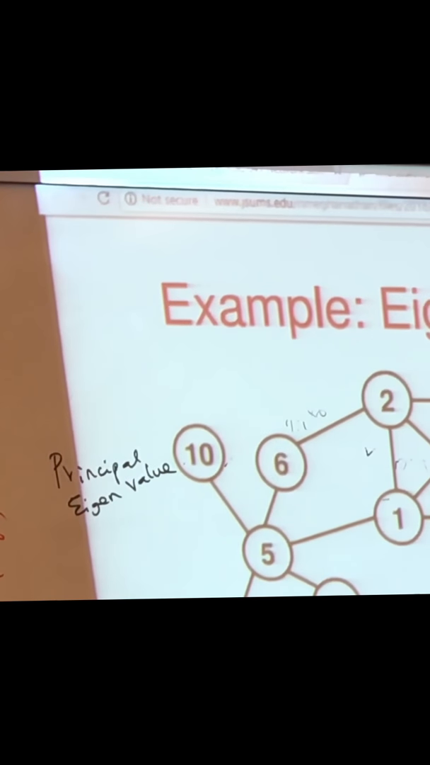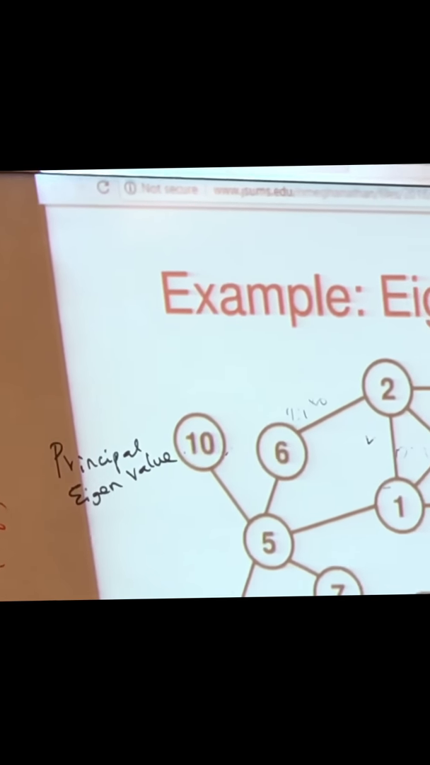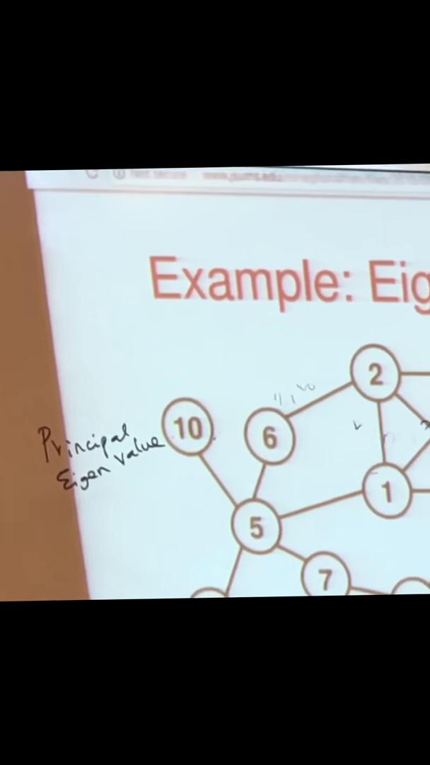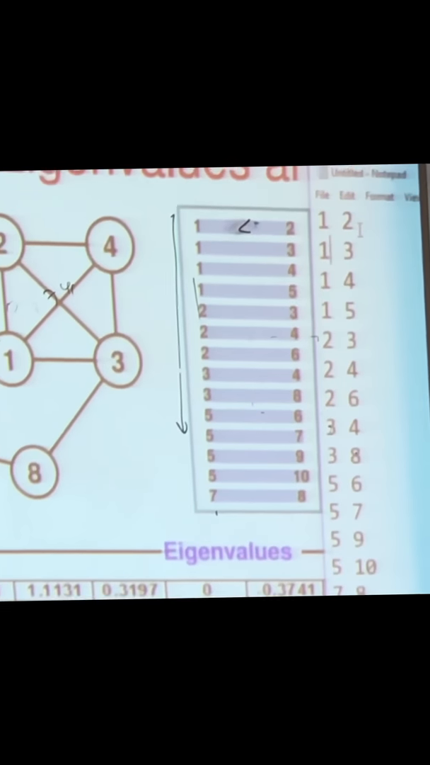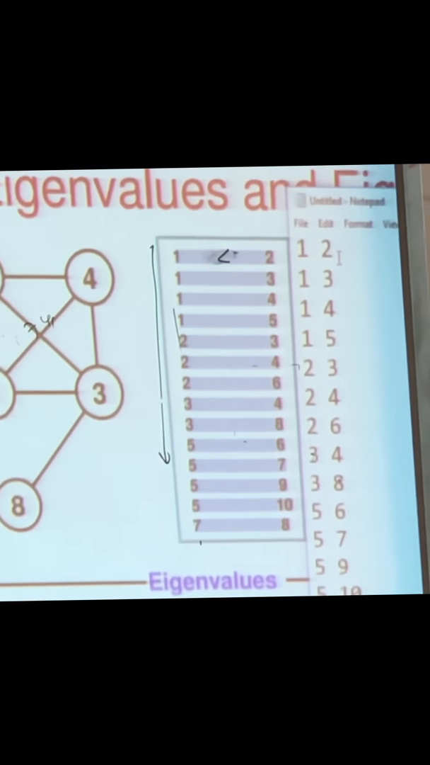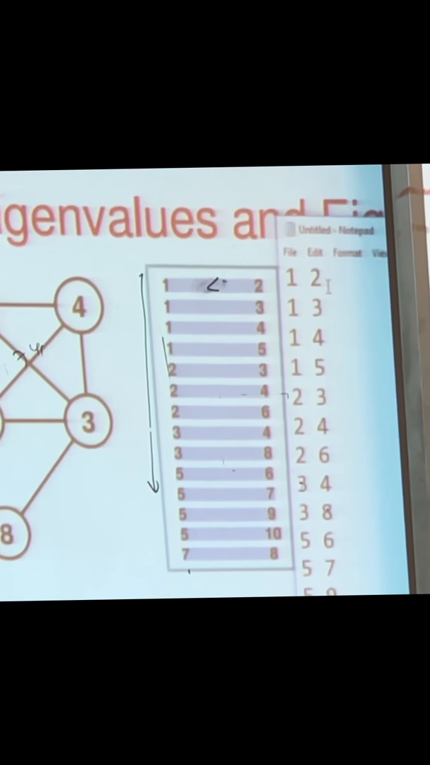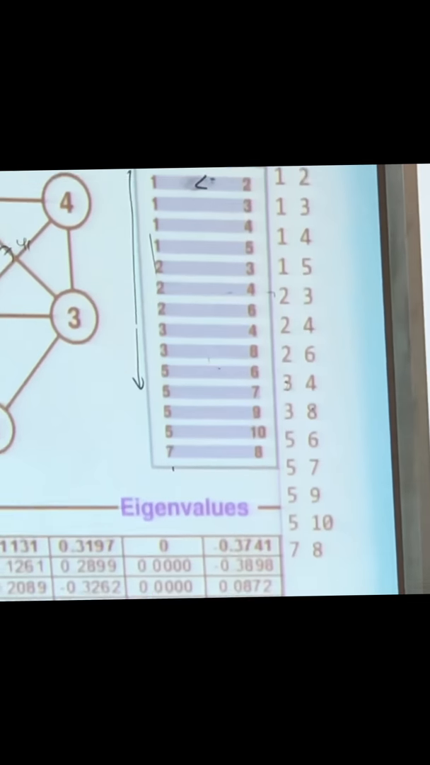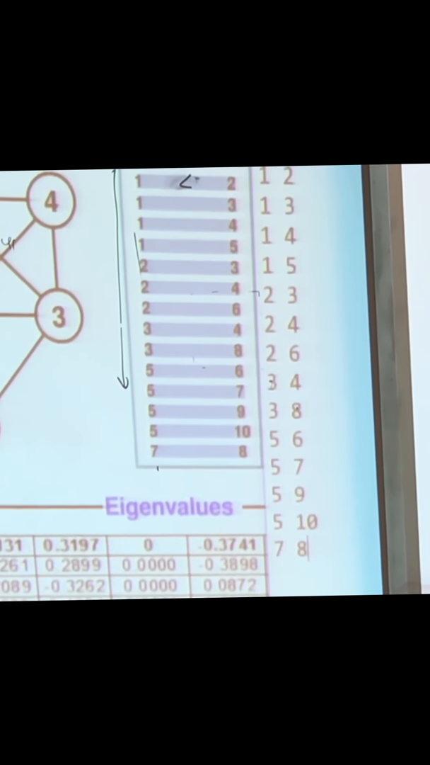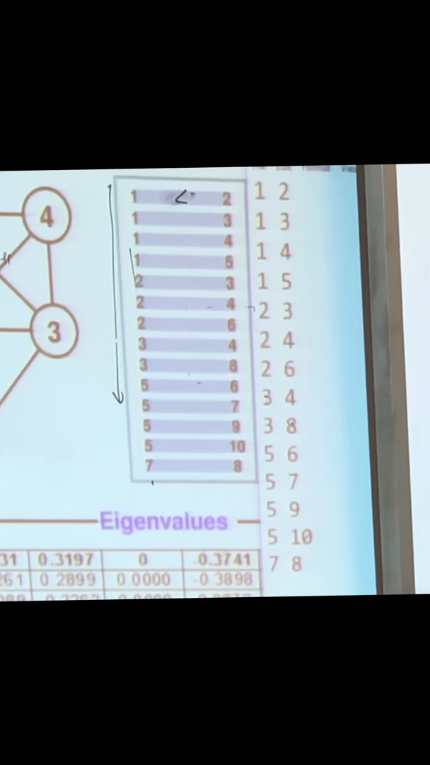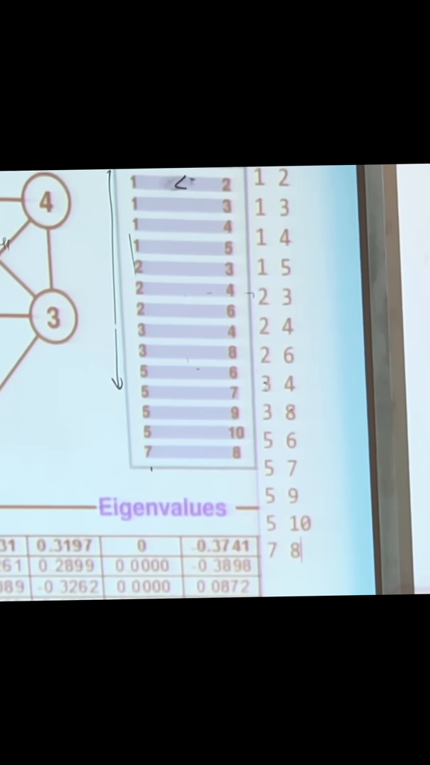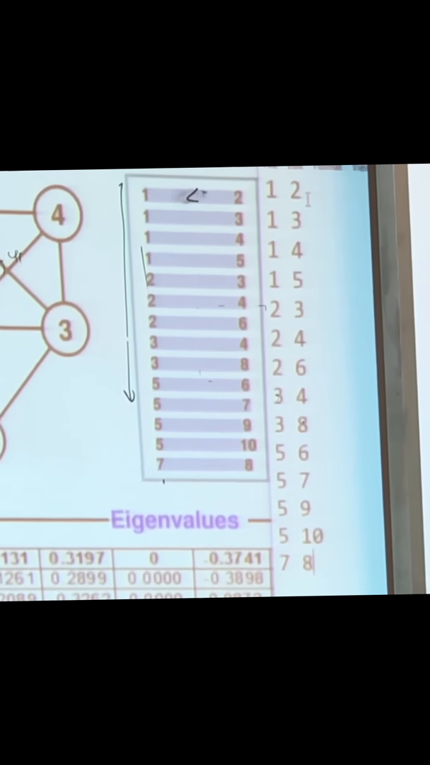Okay, so let me first type this. I have entered the adjacency list. How do we enter it? Make sure there's a space between the vertex IDs: 1 space 2, 1 space 3, and so on. Once you enter this, make sure after the last line there's no blank line. So you should not go to the next line. 7 8 is the last line, so keep pressing the delete button after the 8 so that there's no new line added after 7 8.